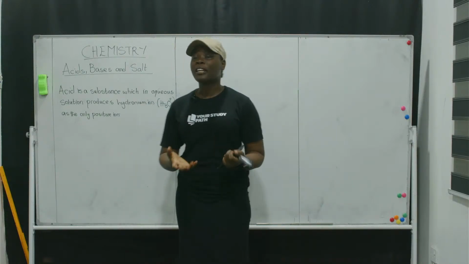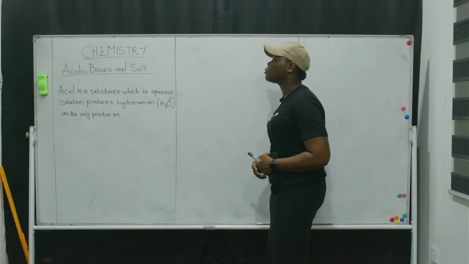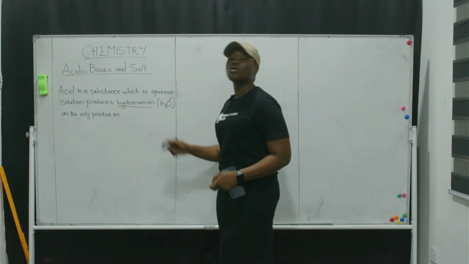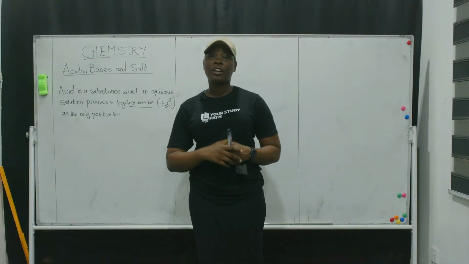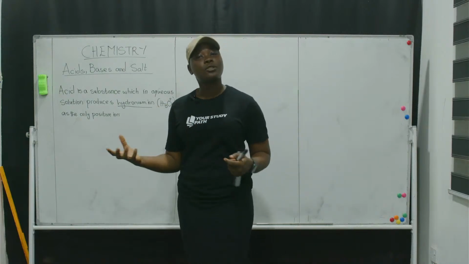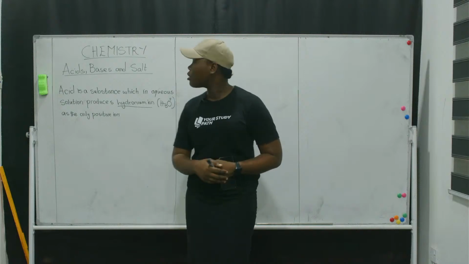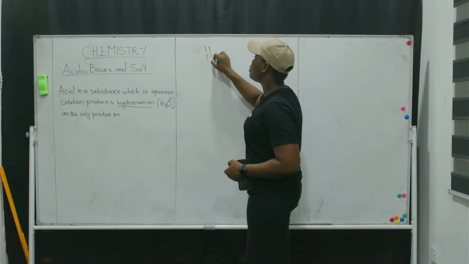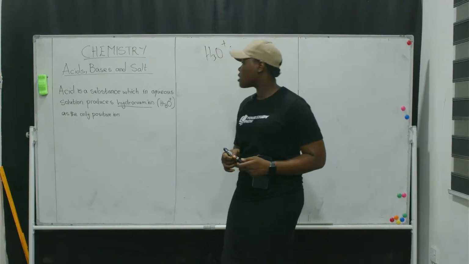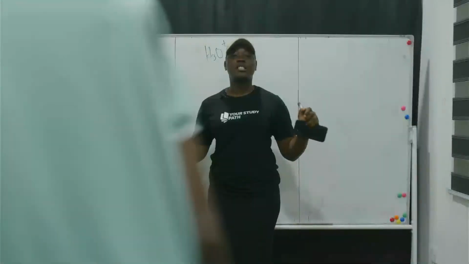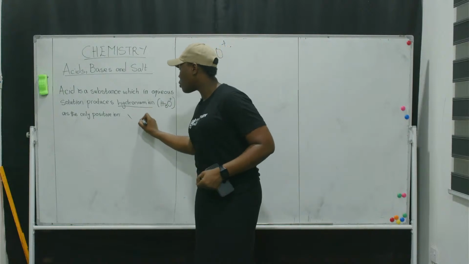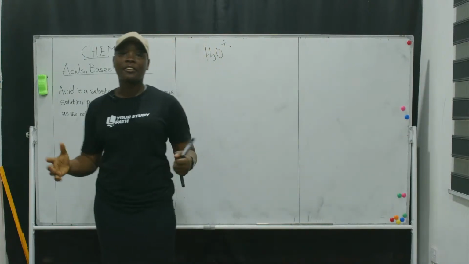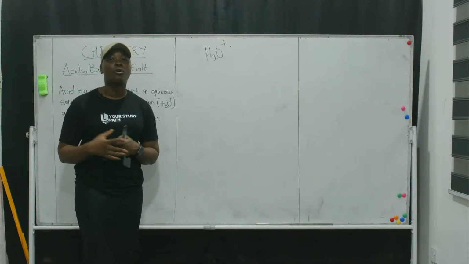That's correct. By definition, acid is a substance which in aqueous solution produces hydronium ion as its only positive ion. That means acid is that substance in its aqueous solution. You all know what aqueous solution means, right? Produces hydronium ion, that is H3O+, as its only positive ion. That's the only cation, right? That's the only cation.